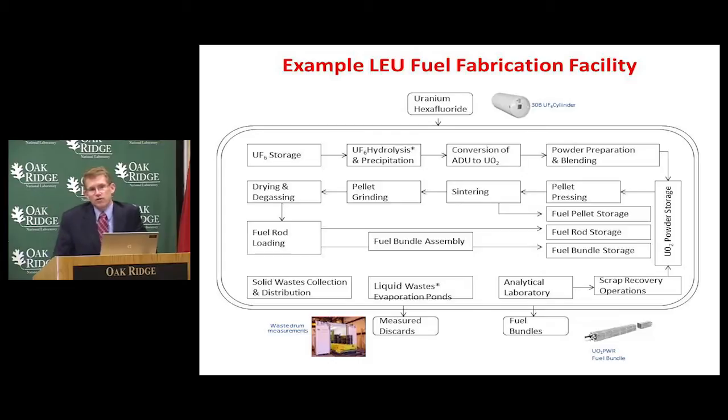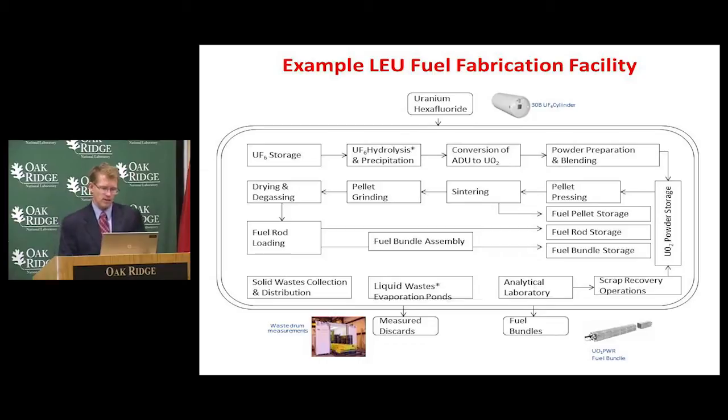Now, the actual steps that take place are much more complicated than that, and this shows, again, another example. On the surface, again, you see the UF6 cylinders that are the feed to the plant. You see the assemblies that come out. However, we know that every process generates waste and scrap, so another important output stream that we are interested in from a safeguards viewpoint are the measured discards.